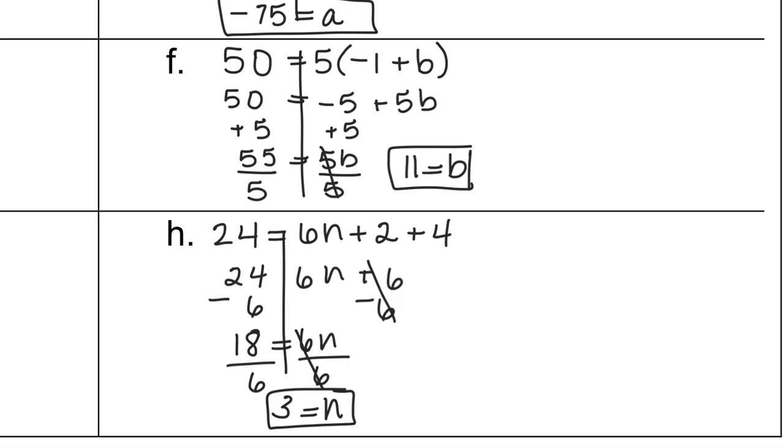So for f, you should have gotten 11 equals b. You can check your work here, pause the video if you need to. And for h, you should have gotten 3 equals n. Again, check your work, pause the video if you need. And when you're done, we can go to the next page.